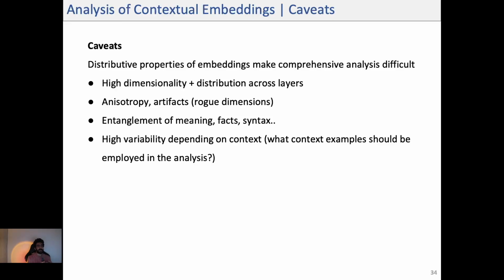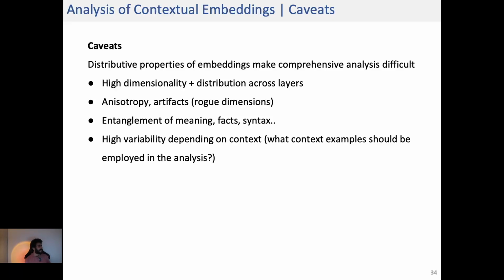Second, embeddings suffer from anisotropy. This means that the vectors are not evenly distributed, and some rogue dimensions may dominate the space. So your cosine similarities might be influenced by weird artifacts rather than genuine semantic closeness.